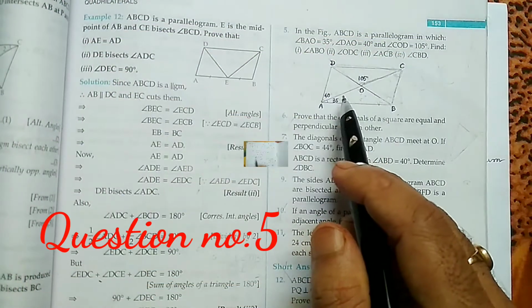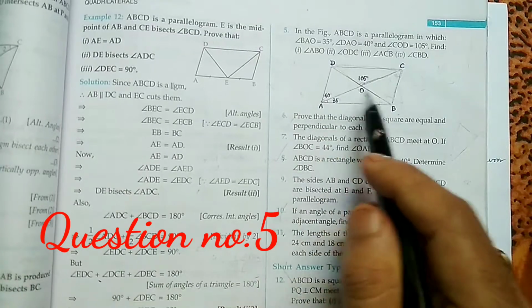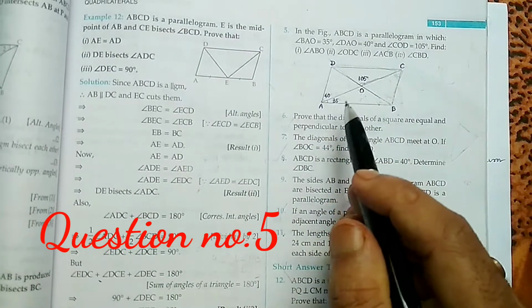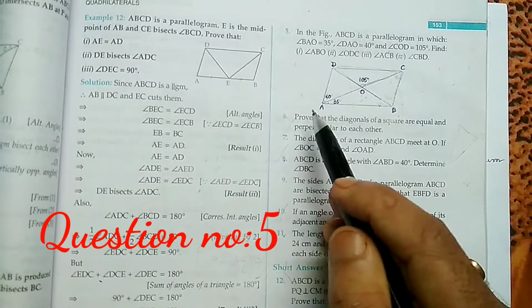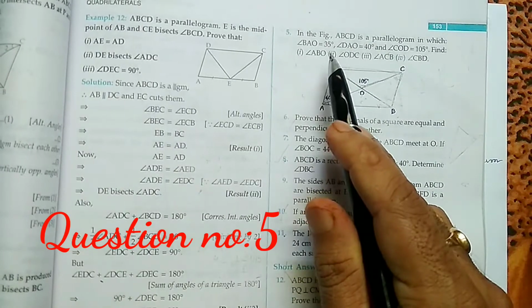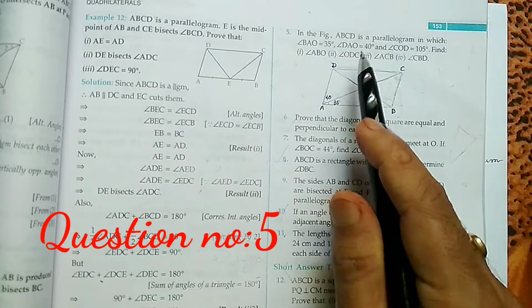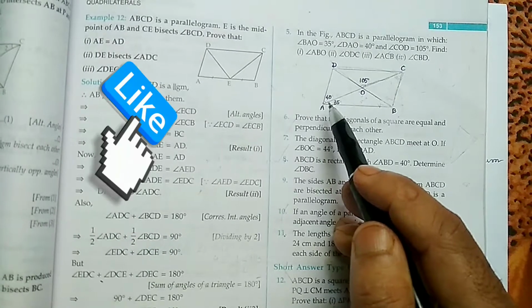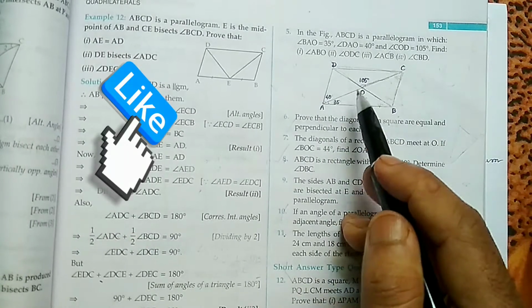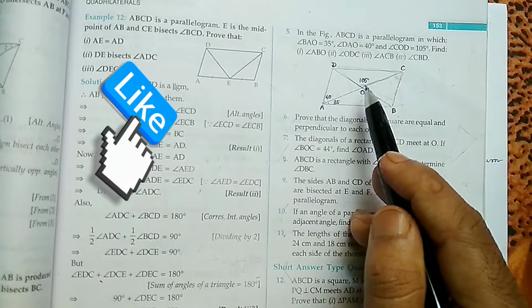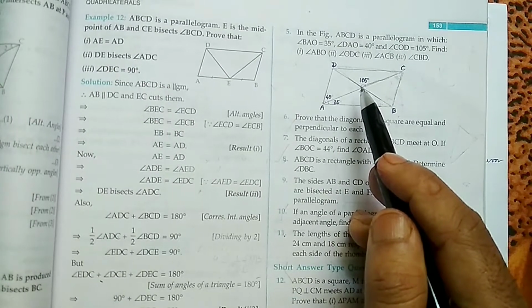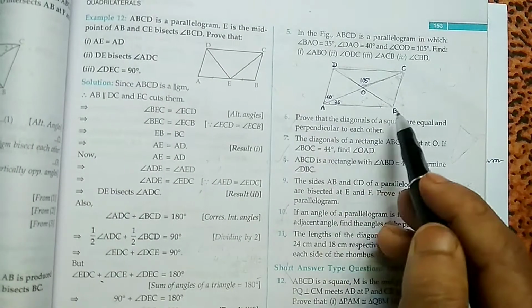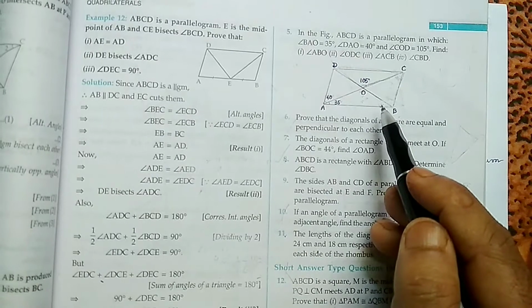So question number 5. Here ABCD is a parallelogram in which angle BAO is given as 35, angle DAO is given as 40 degrees, and angle COD is 105. What we have to find? We have to find angle ABO, this angle we have to calculate.